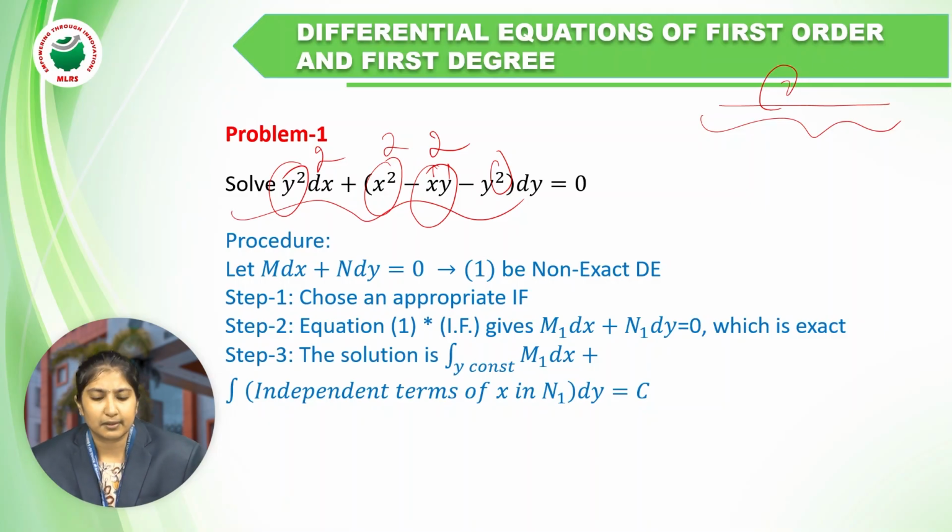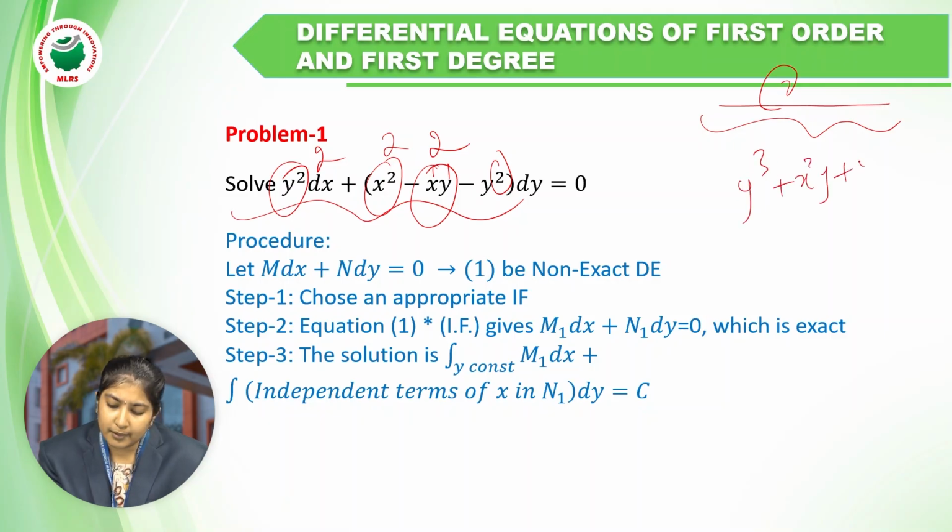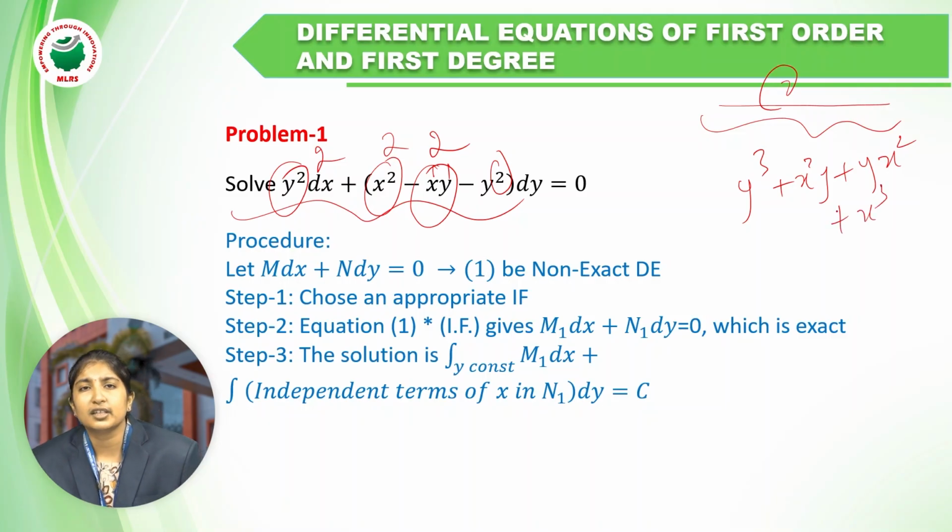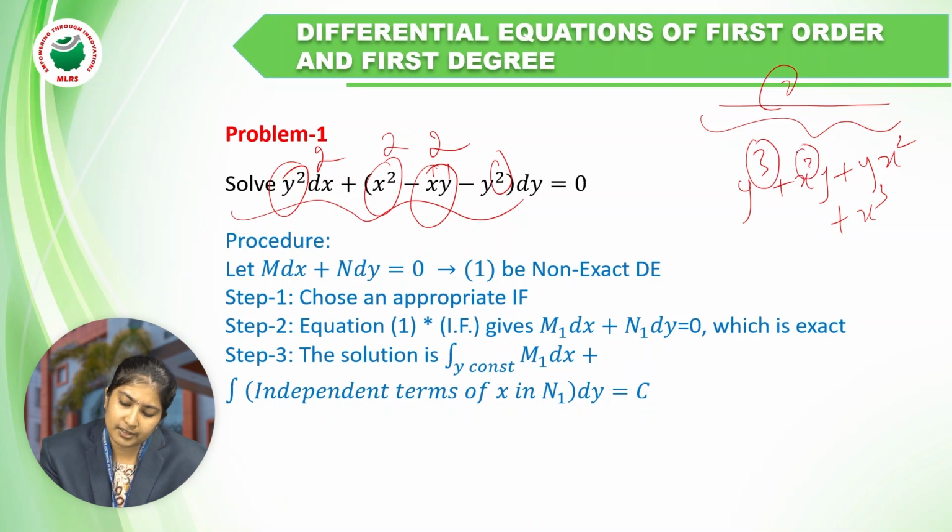a homogeneous equation. Assume here I am having y cube plus x square y plus yx square plus x cube, then this is a homogeneous equation of degree 3. Why? Because here the degree is 3, here also it is 3. How 3? 2 plus 1, 3. So indirectly also you can get it like this.